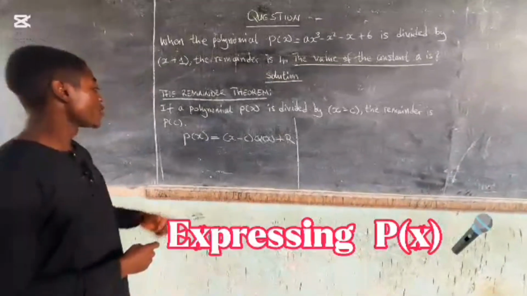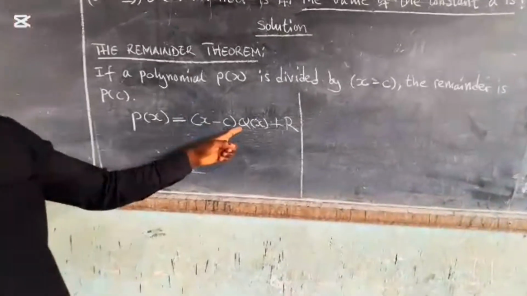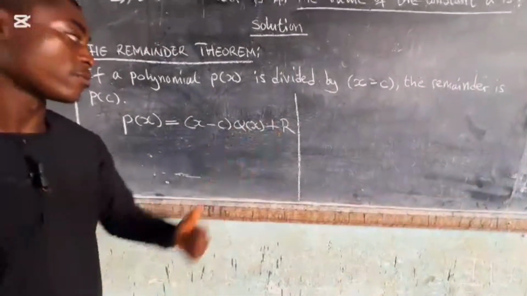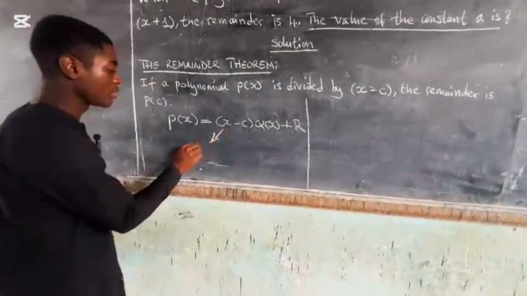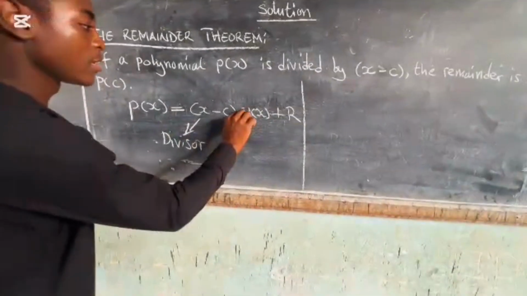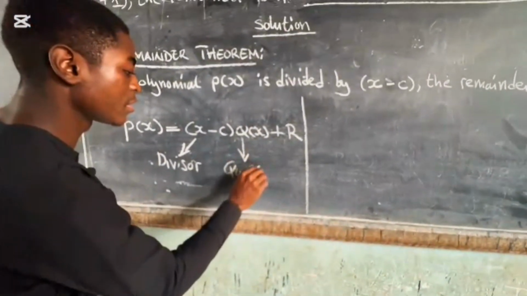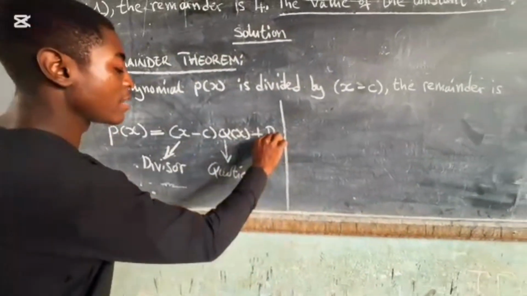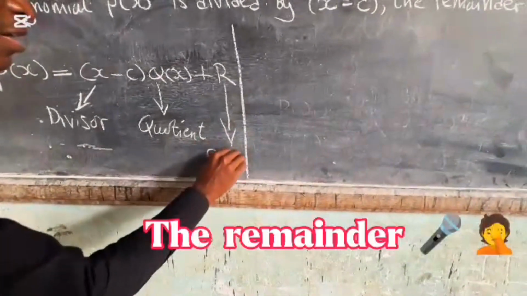So we can write p of x as x minus c times some q of x plus r, where x minus c is what we call the divisor, q of x is what we call the quotient, and r is what we call the remainder.